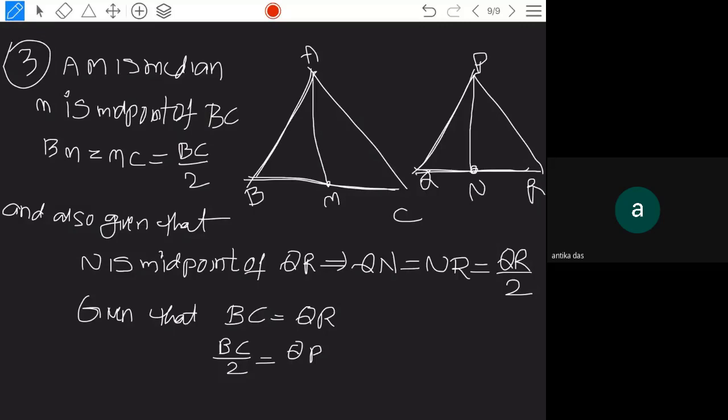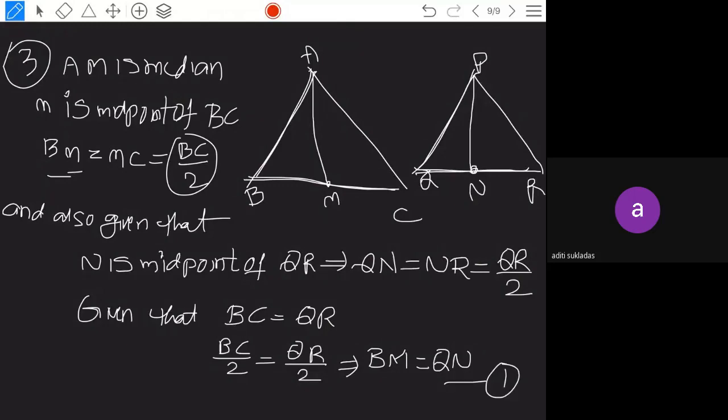So BC by 2 equal to QR by 2 implies BC by 2 can be written as BM from here. So that is nothing but BM is equal to QR by 2, that is, we can write QN. So take this one. Now here it is given AB is equal to PQ, AM is equal to PN. We proved BM is equal to QN.